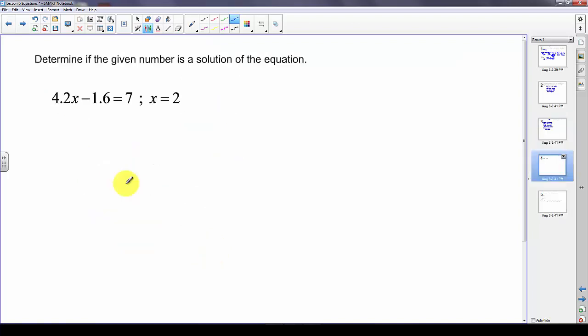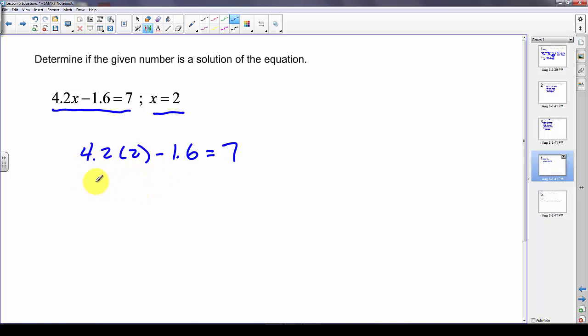Then our last example of the day is going to be to determine if a given number is a solution of the equation. My equation is over here on the left, and we want to know if 2 is a solution. So if 2 is a solution, I can plug that into the equation or make that substitution for x, solve, and get a true statement.